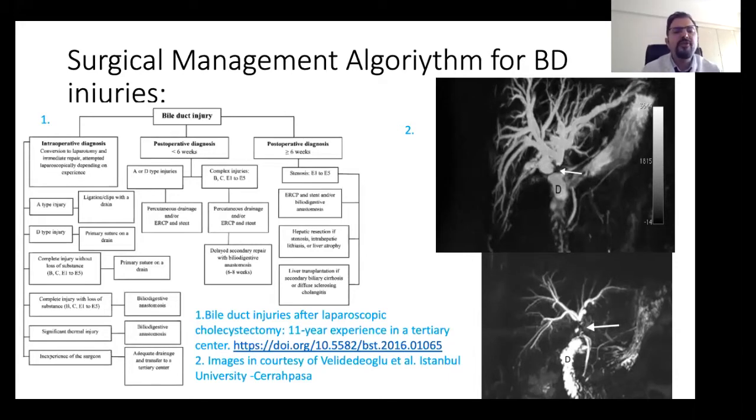When you realize it postoperatively, everything seems fine, there is no bile leak, but after the operation, you experience cholangitis or bile coming from the drain.